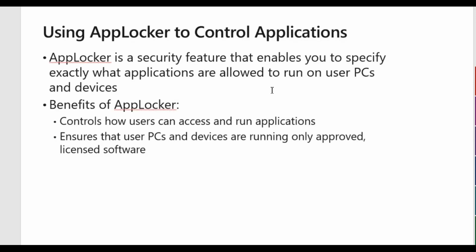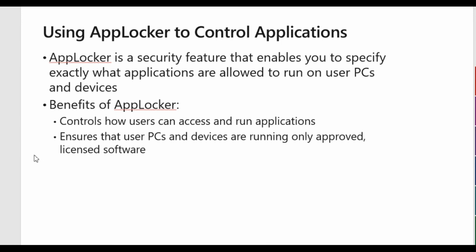There's another option from the group policy we can configure, that is called AppLocker. AppLocker helps to control the applications. AppLocker is a security feature that enables you to specify exactly what applications are allowed to run on user PCs and devices. Benefits of AppLocker: controls how users can access and run applications, ensures that users' PCs and devices are running only approved licensed software.